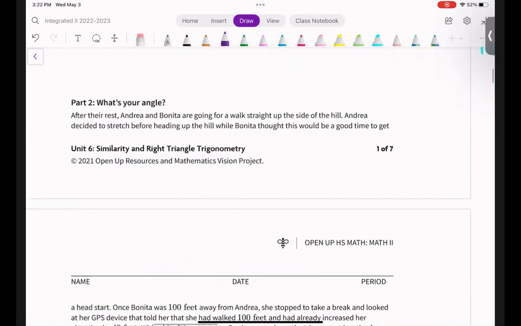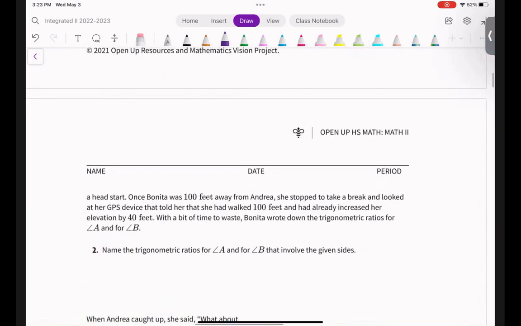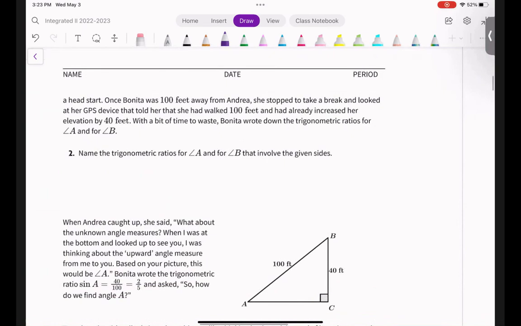It says, after their rest, Andrea and Bonita are going for a walk straight up the side of the hill. Andrea decided to stretch before heading up the hill, while Bonita thought this would be a great time to get a head start. Once Bonita was 100 feet from Andrea, she stopped to take a break and looked at her GPS device, which told her that she had walked 100 feet and had already increased her elevation by 40 feet. With a bit of time to waste, Bonita wrote down the trig ratios for angle A and angle B.